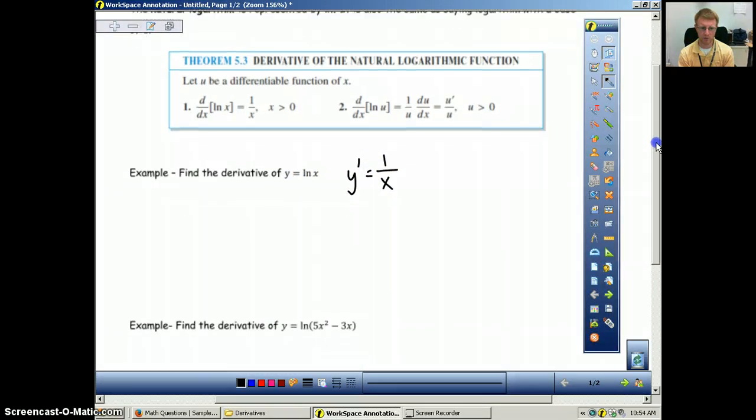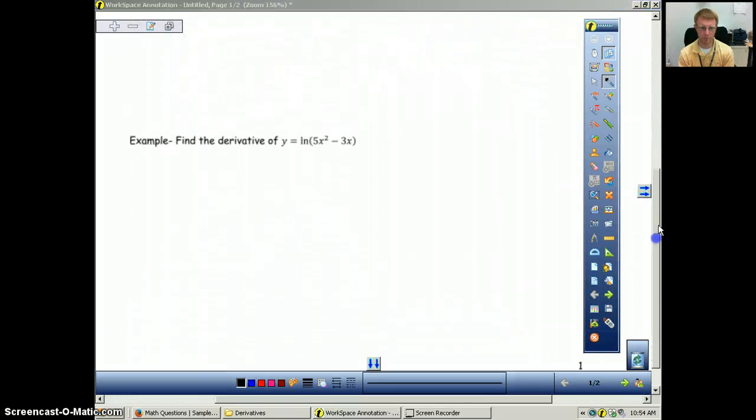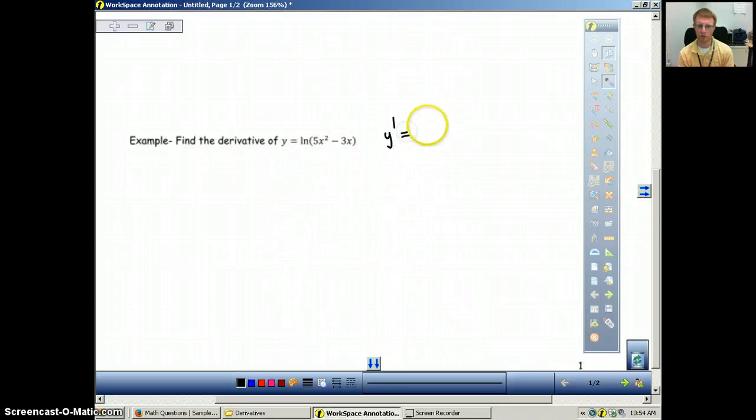Okay, so let's look and see what happens when we go to this problem right here. So now it's not natural log of x anymore, it's 5x squared minus 3x. The big mistake that students make here is they just think, oh, y prime must be equal to 1 over 5x squared minus 3x. And that's not right.